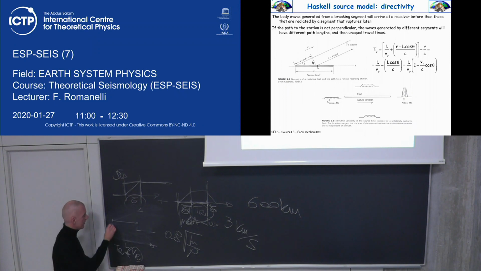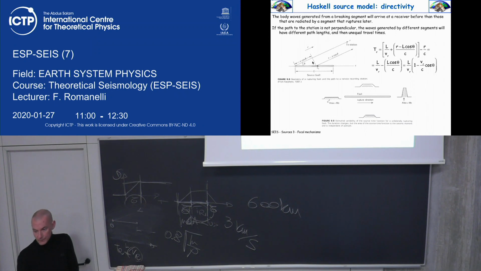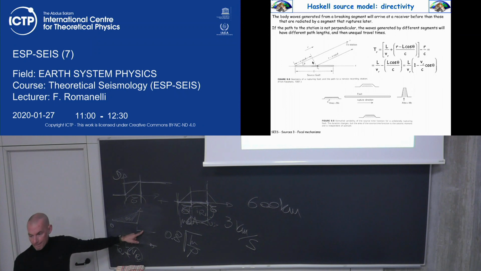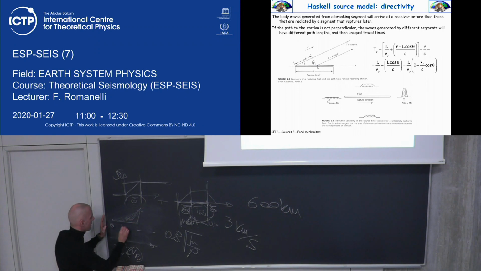Now, the first segment is going to radiate, right? Rupture is starting, waves are leaving. Rupture is moving, waves are leaving. Rupture is moving, moving, moving. Radiation, radiation, radiation. Okay, let's be final. What is the retarded time now? Well, it will be L divided by VR. But now, the distance here is less than this. How much? It depends on the angle.